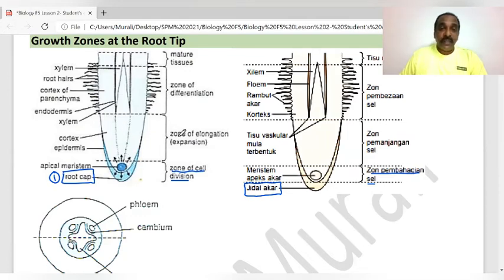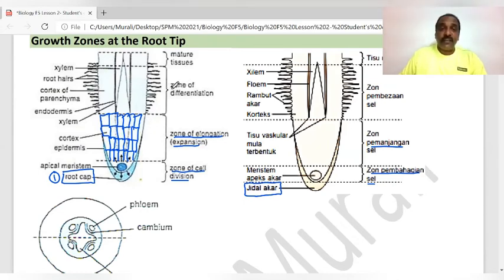Then the next zone is zone of elongation or expansion, pemanjangan sel. So di bahagian ini, sel-selnya akan memanjang. Sini semua dia kecil-kecil saja, tapi ini semua sel-selnya akan memanjang. Why memanjang? Kerana dia menyerap lebih banyak air masuk ke dalam vacuole dan dia akan memanjang. Bila sudah memanjang, expand macam ni, then only the secondary cell wall will be deposited. And this will become a permanent cell ready.